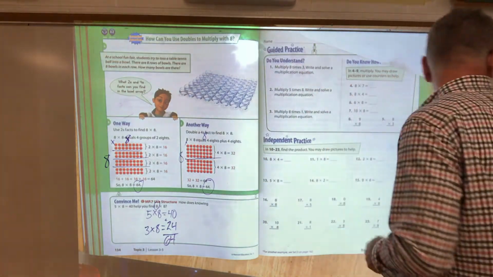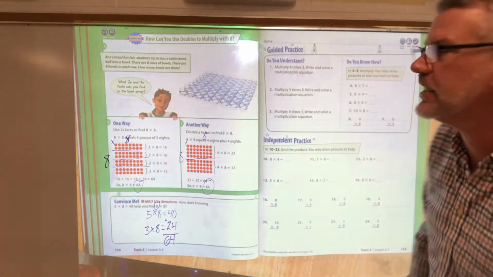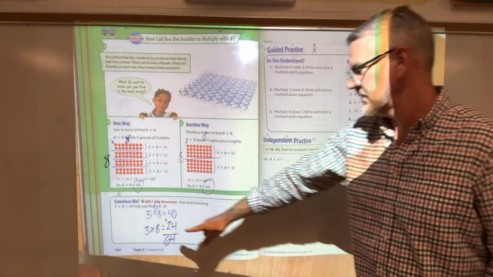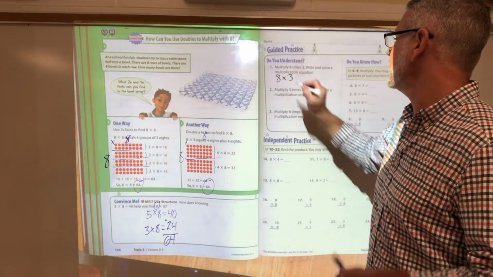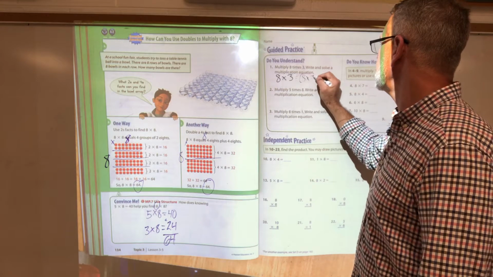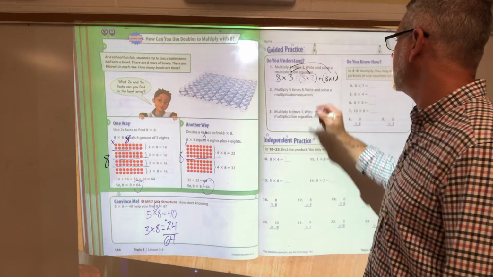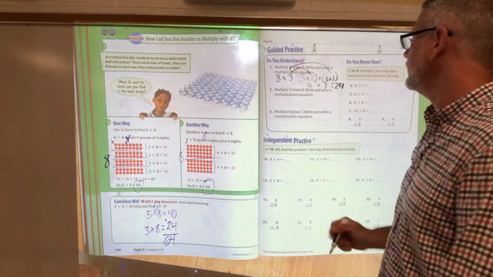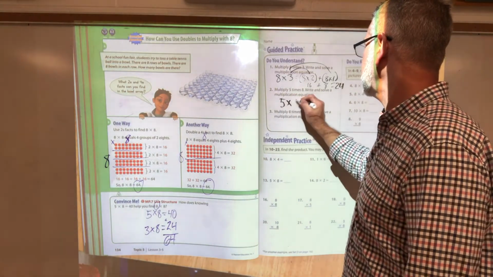Let's look over here at the guided practice. Multiply 8 times 3. Write and solve a multiplication equation. Kind of did that already. 8 times 3. And you can think of that like we did before, where it would be 8 times 2 plus 8 times 1. I'm going to break that 3 apart into a 2 and a 1. So that's 16 plus 8. However you do it, it equals 24. Multiply 5 times 8. Well, they did that right here. 5 times 8 equals 40. Write a multiplication equation.